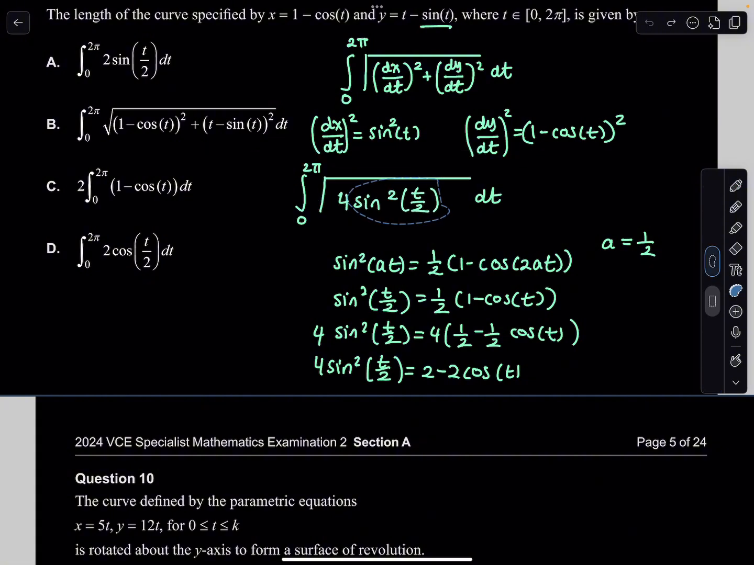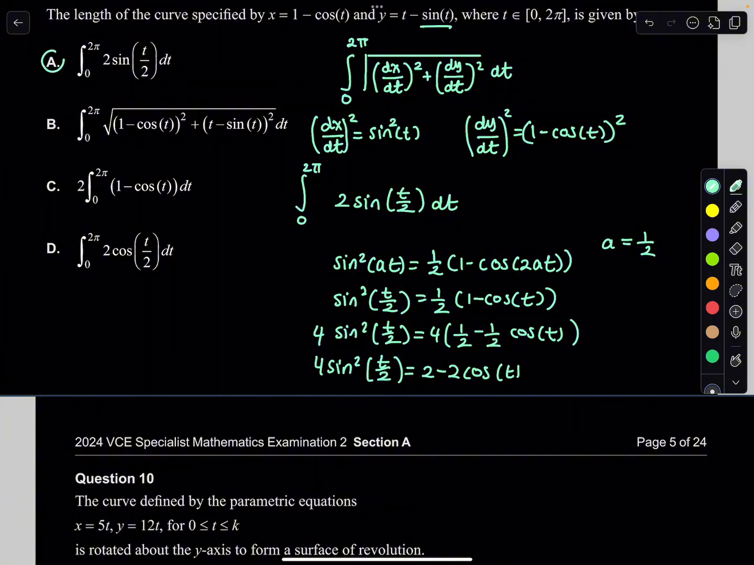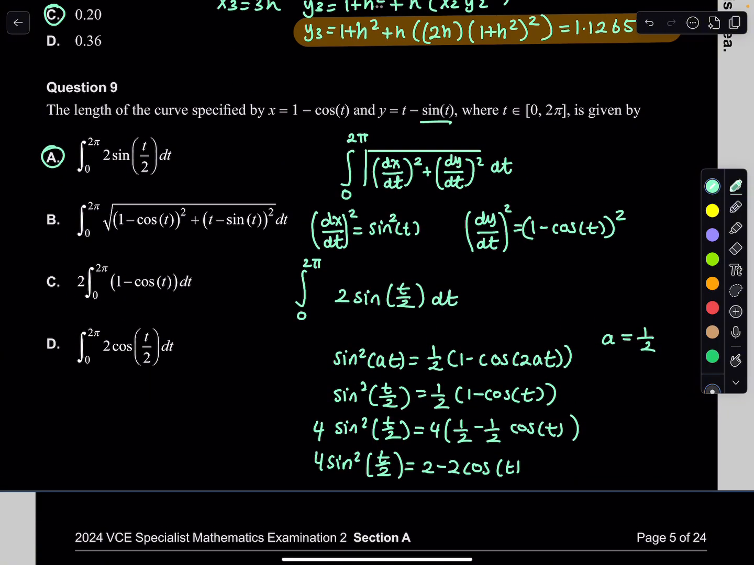Now, what did I just do? Sorry. Okay, yeah. The square root of 4 is 2, so it'll be 2 here. And the square root of sine squared is just sine t. So you got this, and you got this. Which looks like beautifully A is the answer for question 9.